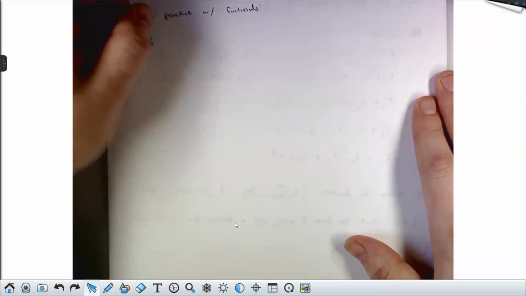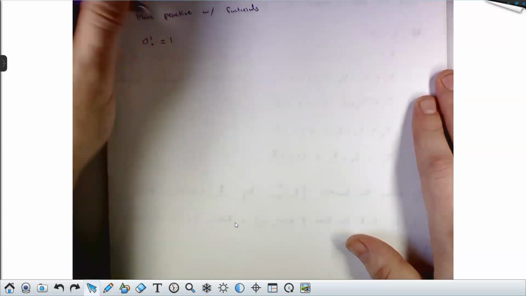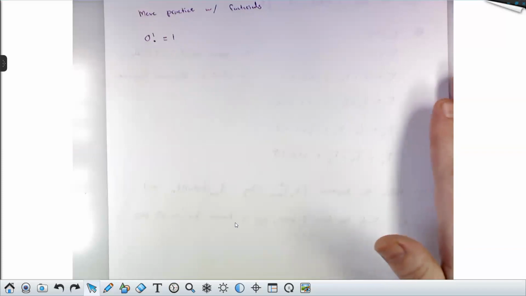Just to practice a teensy bit with the notation, more practice with factorials. Zero factorial was F sub 0. That was 1. Some people don't like this, but it's true. And there are combinatorial reasons why this should be true and algebra reasons why this should be true. I invite you to investigate that on your own.